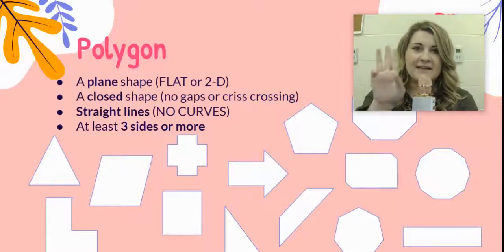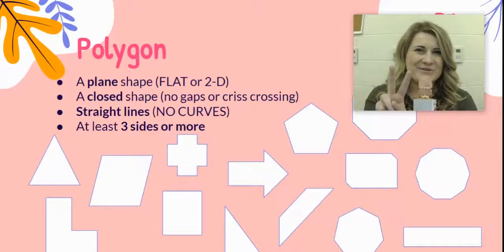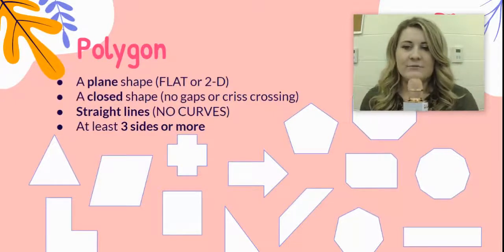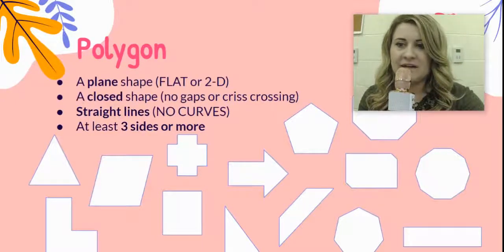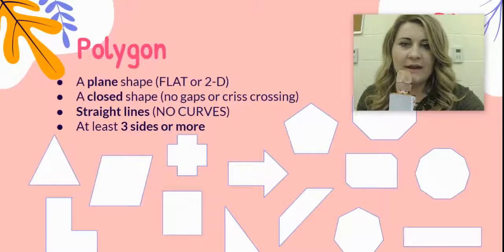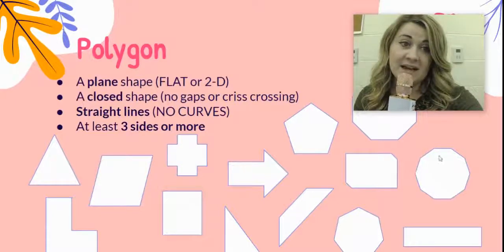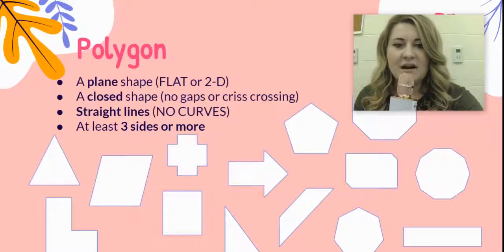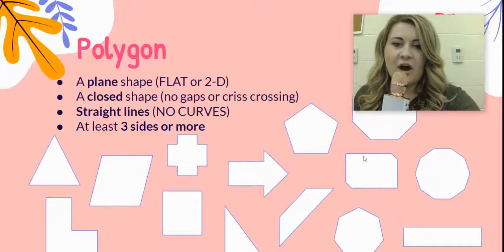And then it has to have at least 3 sides. Because remember, if it has 2 sides, it's not going to be a polygon because it'll be open like our angle. So our smallest polygon here is our triangle. And then we go all the way up to a 10-sided polygon here, which is a decagon. And we're going to be talking specifically about those types of polygons today. So these are all polygons.